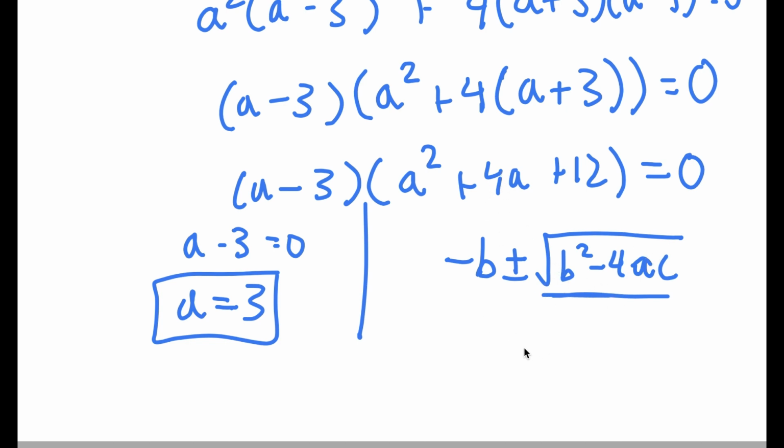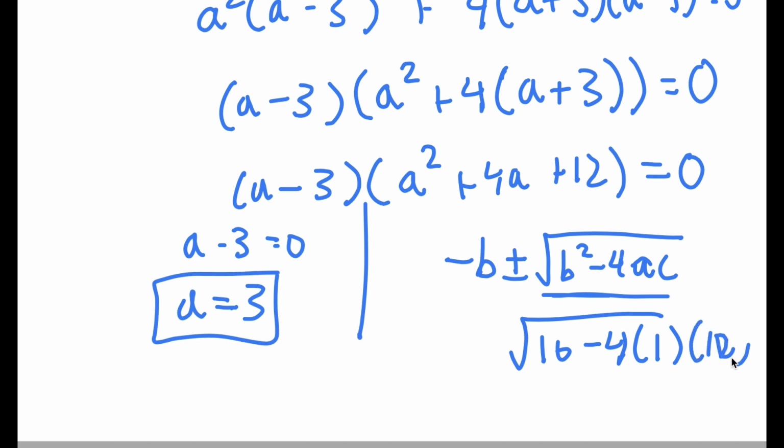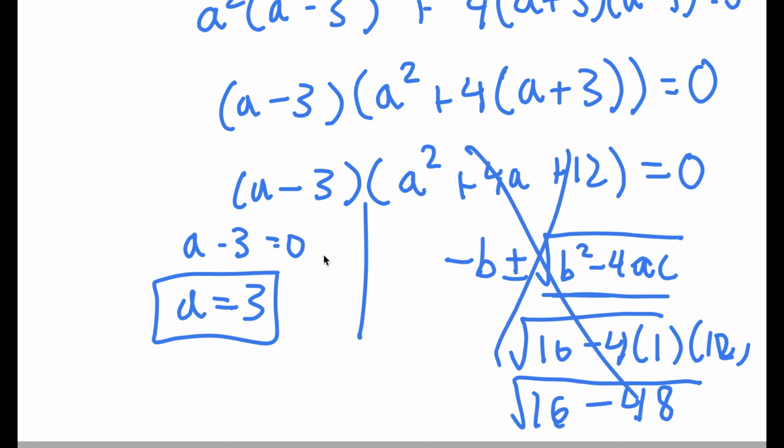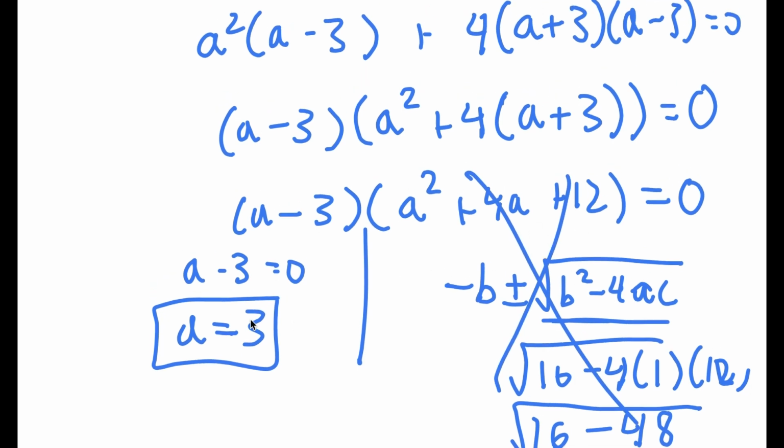So b in this case is 4. So we have the square root of 4 squared, which is 16, minus 4 times a, which is 1, times c, which is 12. Well, this is the same thing as 16 minus 48. The square root of this, which is square root of negative 36, and you can't take the square root of negative numbers, so this is wrong, and my only solution is a equals 3.